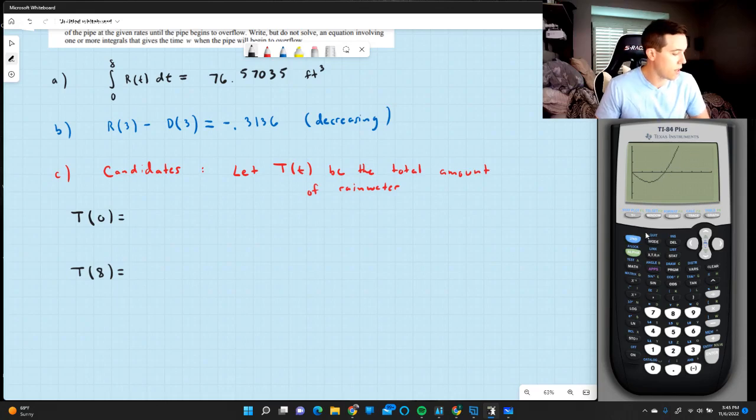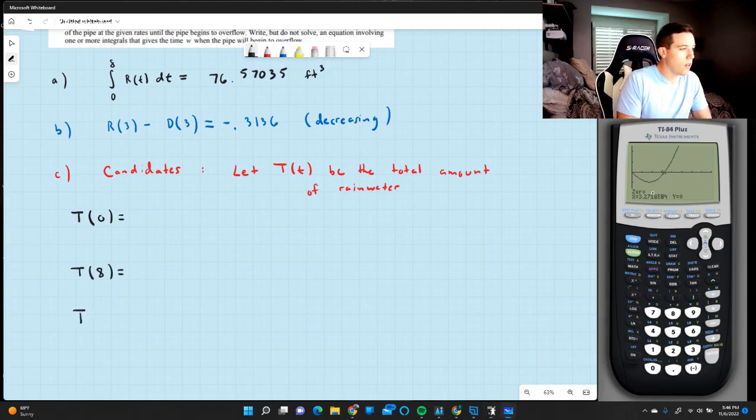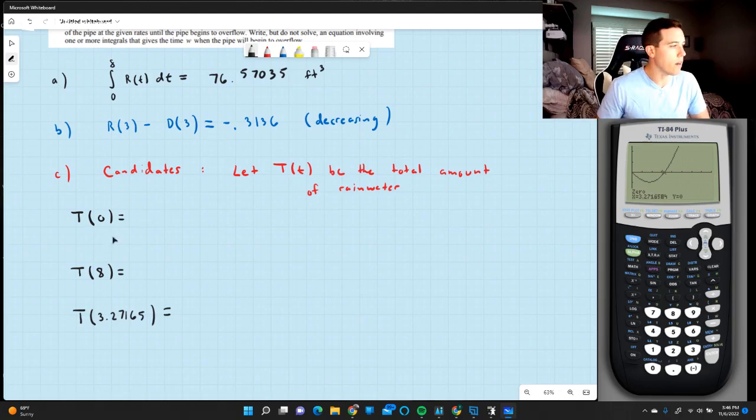So let's find this value by doing second, calculate the zero. We go to the left of it, enter. We go to the right of it, enter. And then we hit enter a third time. Not very intuitive, but this is how the calculator works. And that gives you your internal candidate of T of 3.27165. 5 decimal places.